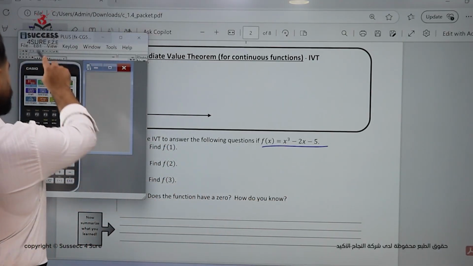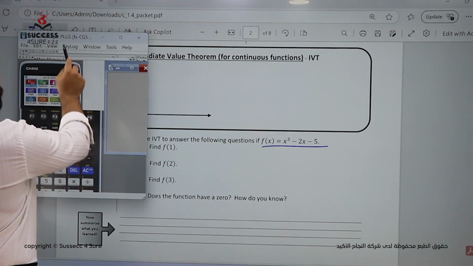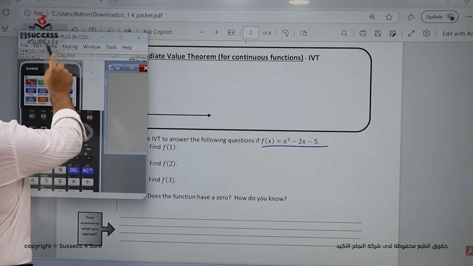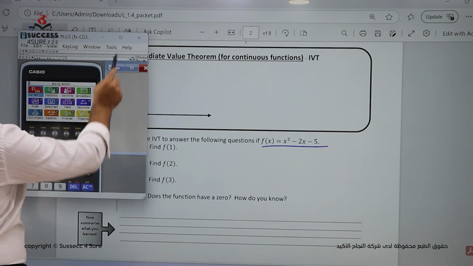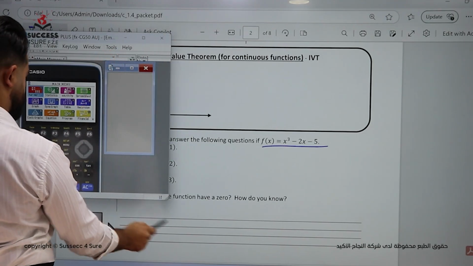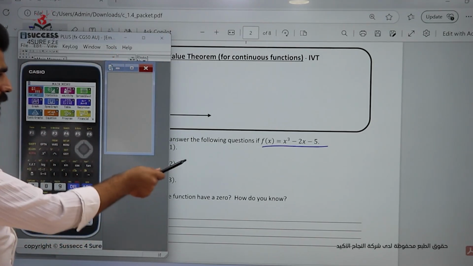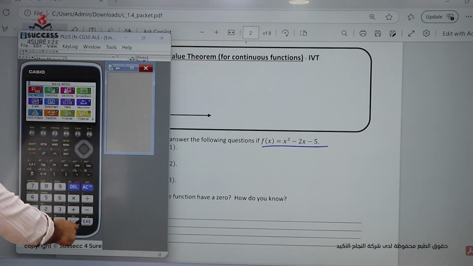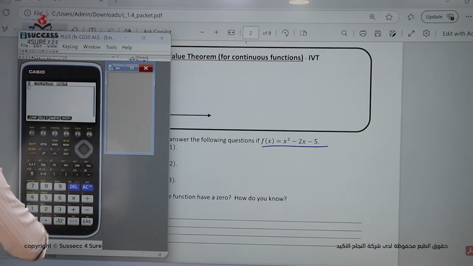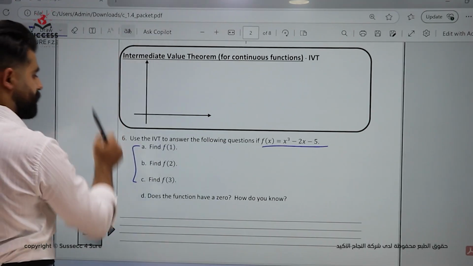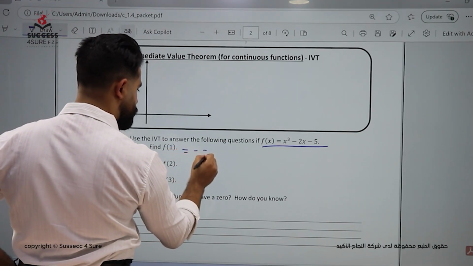Let's put it on the calculator. So 1 cubed, in the brackets, the power of 3, minus 2 times 1 minus 5. What is the answer? It is negative 6. So f of 1 equals minus 6.